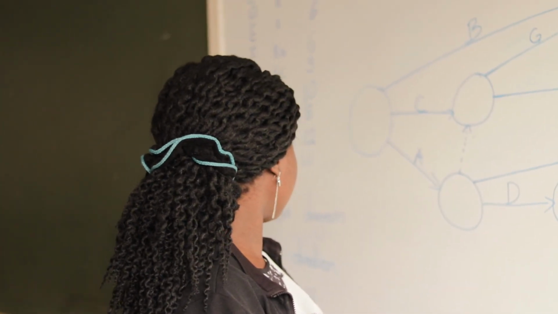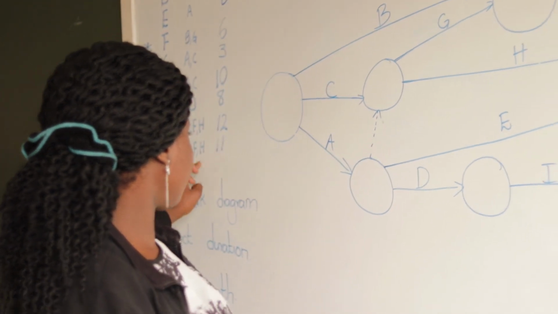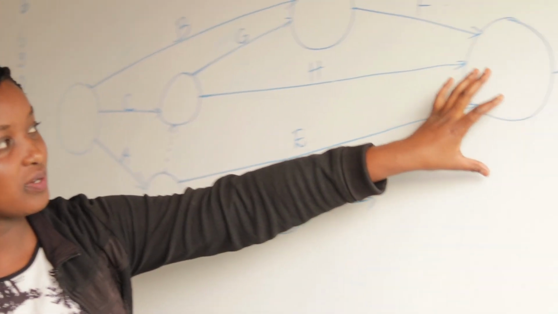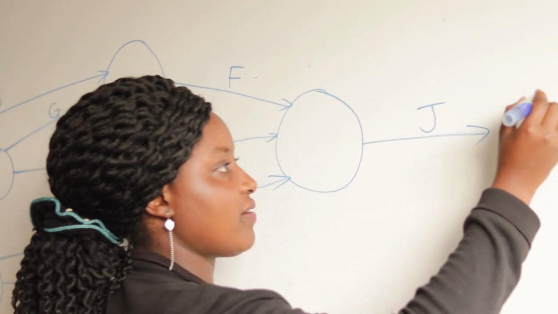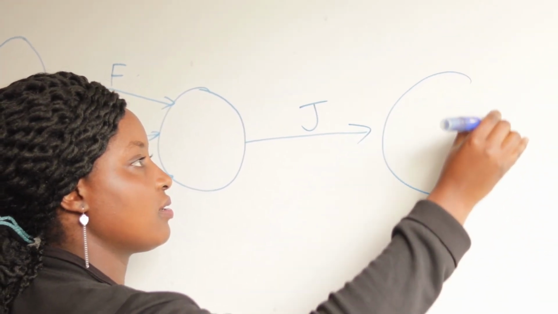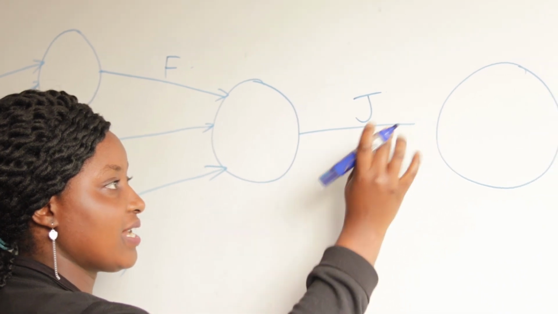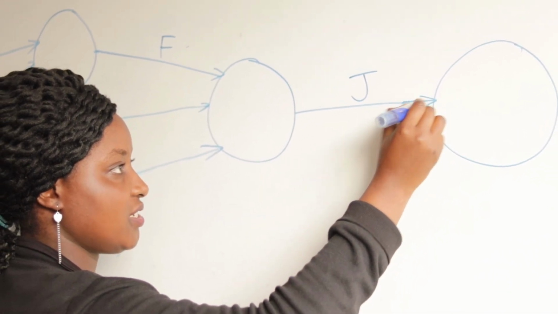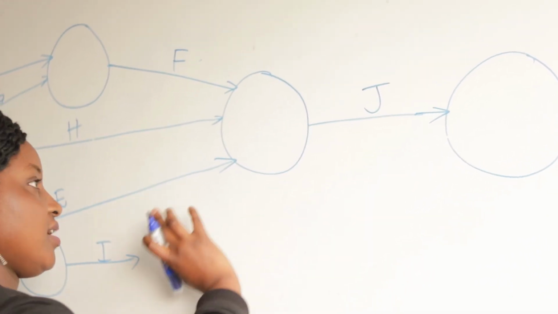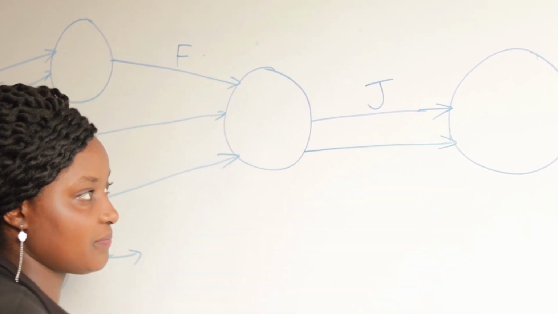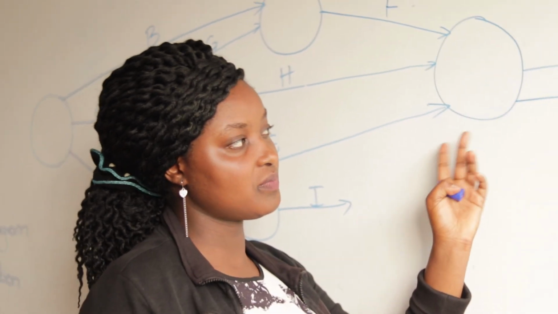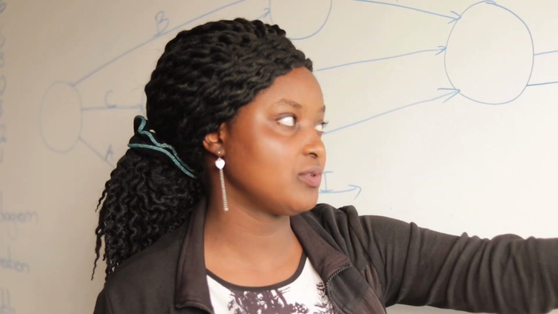Then the last one, activity K, comes from E, F, and H. So activity K also comes from these three. But now we have to draw our last node. So if we draw our last node, since activity K is our last activity, if we take K to this one, this is what I spoke about earlier. Two activities cannot come from the same node and end at the same node.